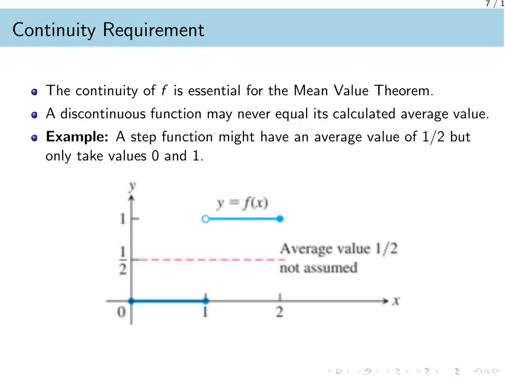It is crucial to understand that the continuity of the function f is a strict requirement for the mean value theorem to hold. If a function is discontinuous, it might never actually equal its calculated average value at any point in the interval. Consider a step function that jumps from 0 to 1. Its average value might be 1/2, but the function itself is only ever 0 or 1, never 1/2. This discontinuity breaks the guarantee provided by the theorem, as the function skips over the average value entirely. Always check for continuity before applying this theorem to ensure the existence of the value c.